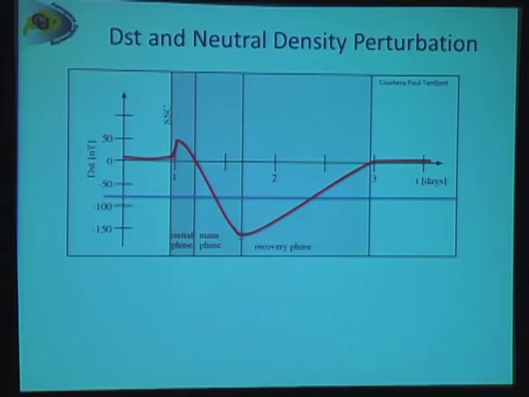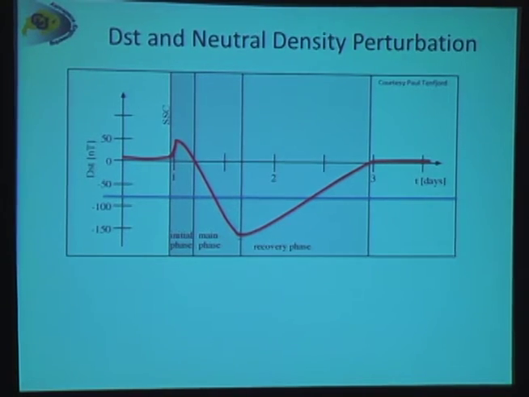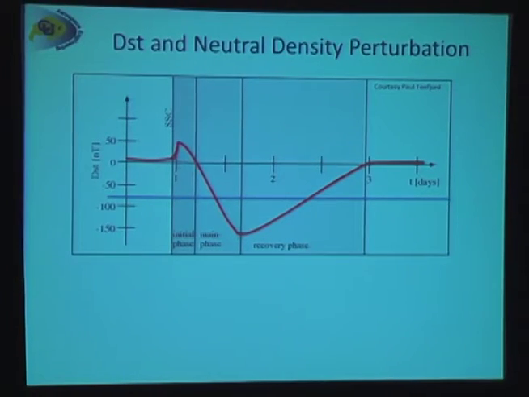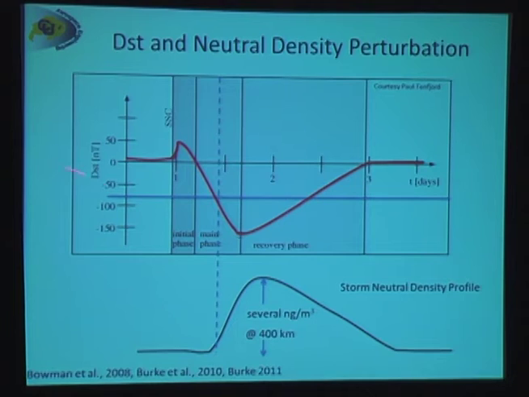The correspondence, and I'll put minus 75 nanotesla here, because that is the place at which Space Command declares that there is a storm of enough strength that they're actually going to switch to this Dst index. What happens is, with some time delay, we get an upheaval in the neutral density profile in a global sense. And the amount is several nanograms per meter cubed at 400 kilometers. So you might think, and this is what Space Command thought, that if this index goes more negative, this rise in neutral density in a global sense should be higher.